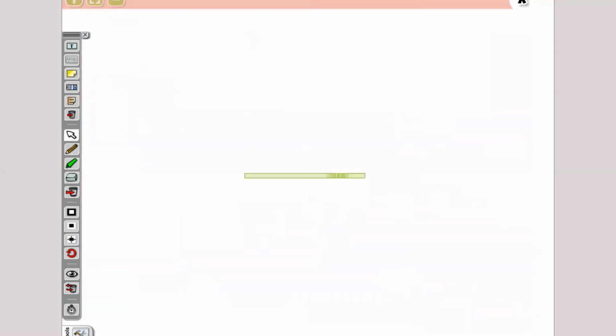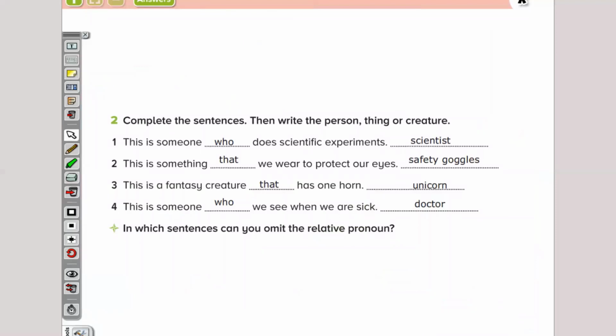Now let's do some exercises. Complete the sentences, then write the person, thing, or creature. As you see, we have got the words. This is someone who does scientific experiment. Who is the person who does scientific experiment? Yes, it is scientist. This is something that we wear to protect our eyes. The thing that we wear to protect our eyes is named safety goggles.